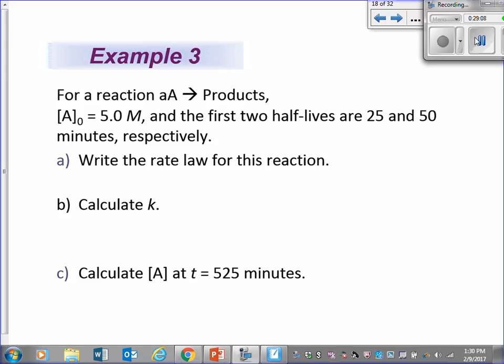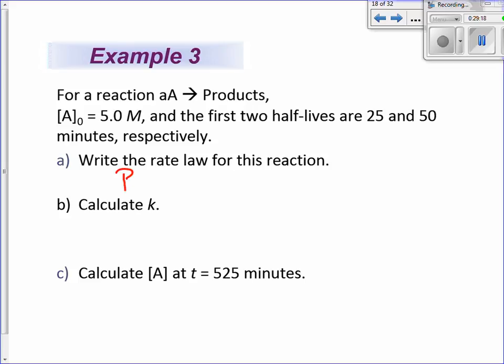And obviously, if this was second order, and here's our only reactant is A, and just showing you A going to products here, what would be our rate law? K times what? Concentration of A squared. Good. Or A to the second. There you go.